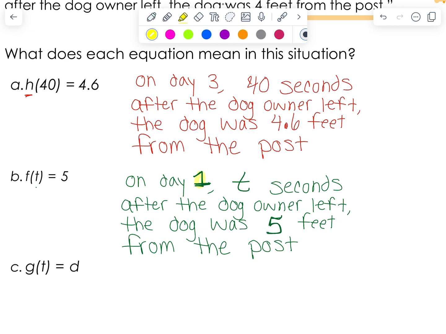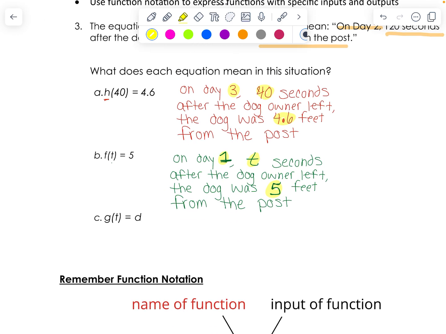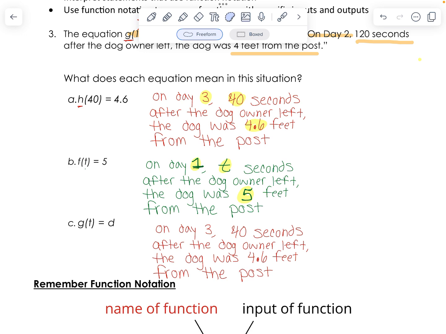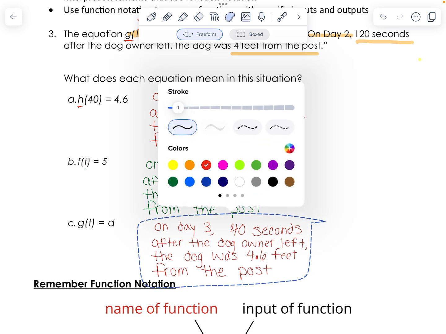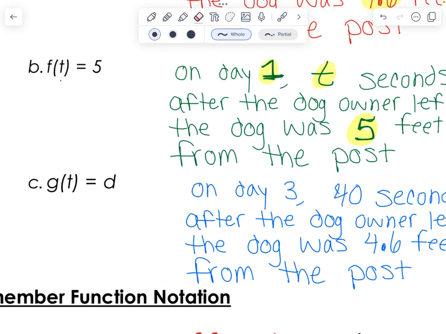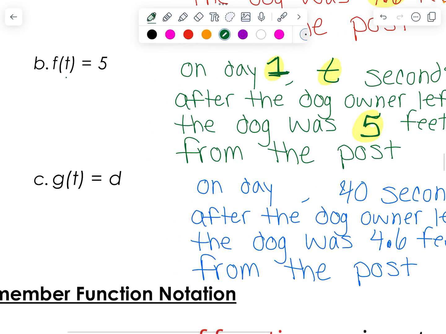Okay, so we changed the day, we changed the seconds, we changed the distance. We have the day, the seconds, and the distance. Okay, so I'm going to paste another one in for the last one here. I'm going to change colors. So C, we have G of T equals D. So G means day 2.